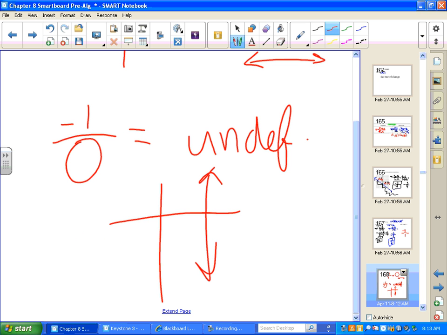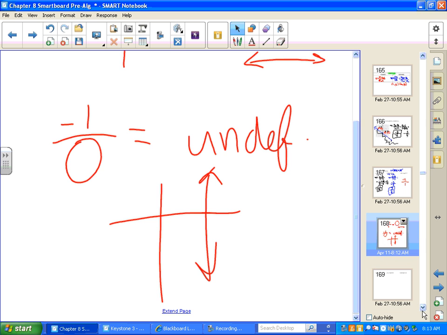Please, guys, if your slope is 0 divided by something, the slope is 0. Put equals 0. If 0 is in the bottom, your slope is undefined. Put the word undefined.